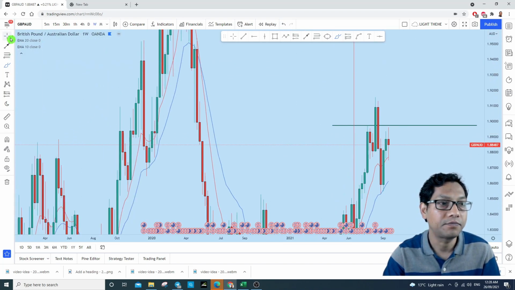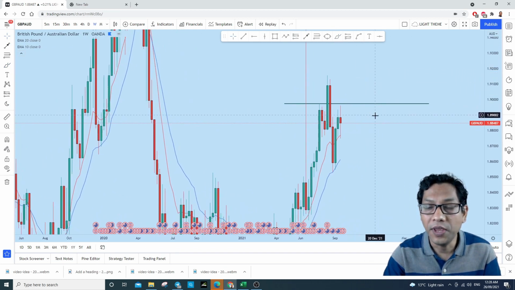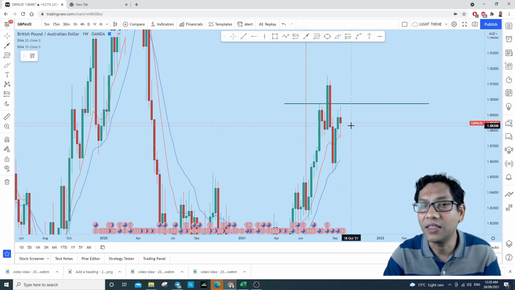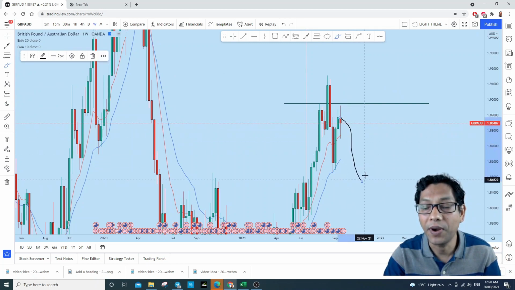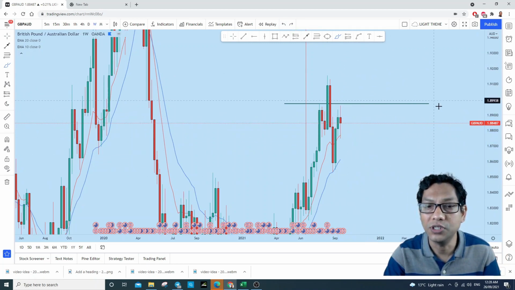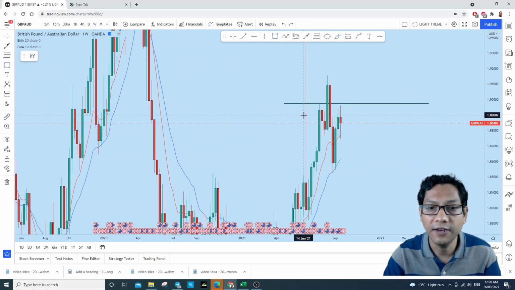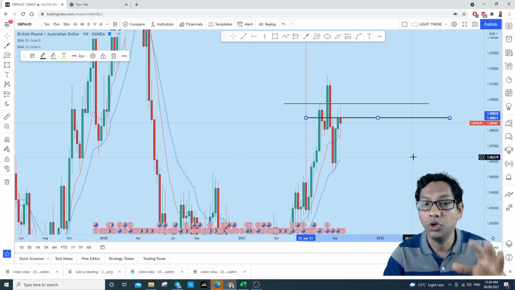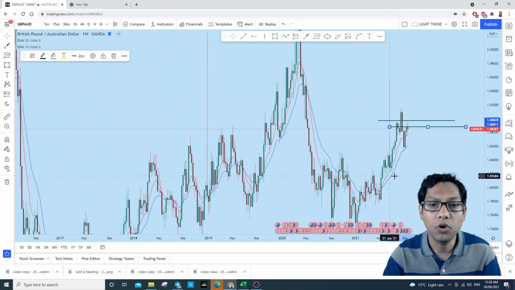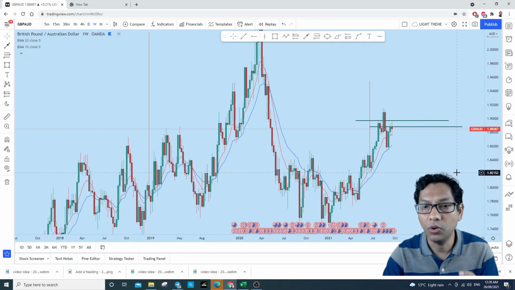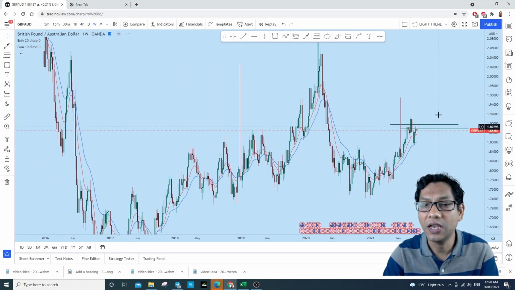Now from here, what we can expect in the new week, as we saw in the monthly as well, is the price to drop to the downside. Now let's draw a line here on the weekly close as well, so we can expect from here as well the price to drop.